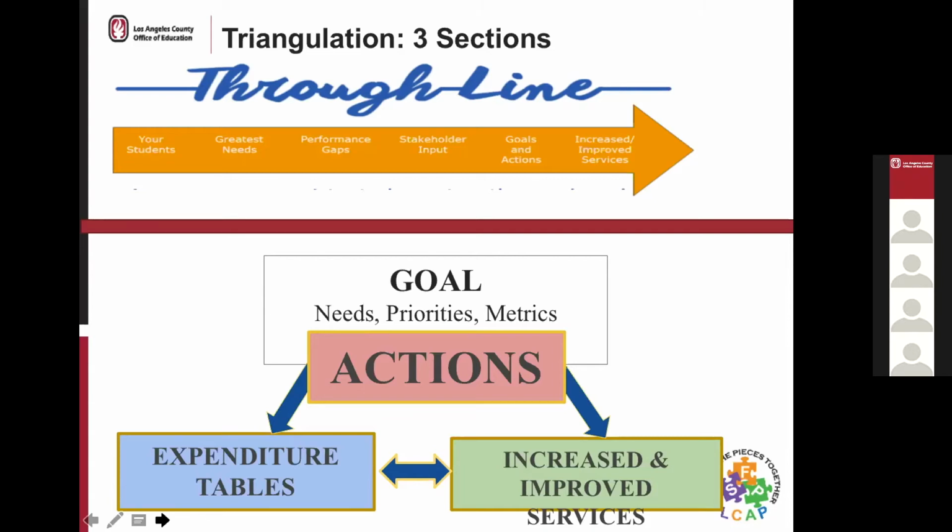There's a strong interdependency between all 3 of these sections: the actions, the increased and improved services section, and the expenditure tables. All of these are first based on the goals as determined by the local context of your needs and priorities, as well as the required metrics to be used to help support the determination of those needs. And actually also stakeholder input, which is also another input to help determine the needs. And all of those feed into the development of the LEA's actions. This connection between all those parts of the LCAP is referred to as the idea of the through line.